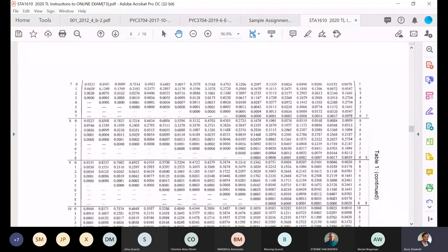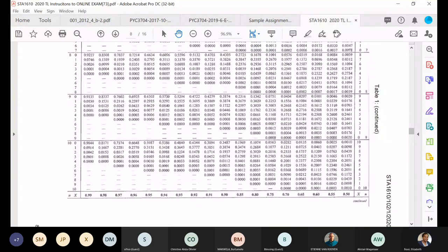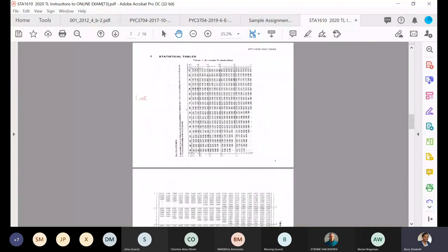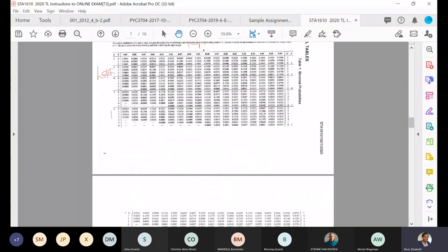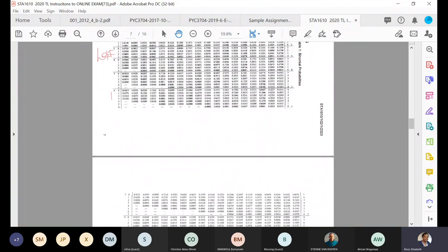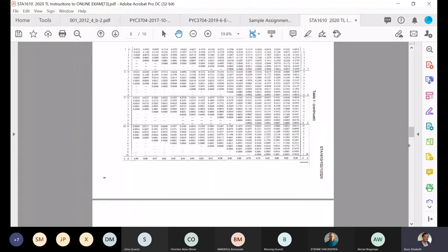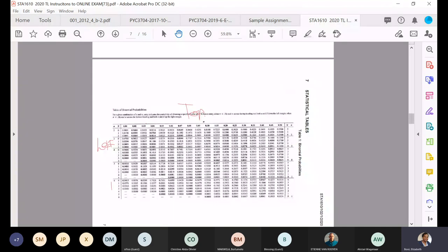You also have the bottom part of the table. If these two tables were combined, like they could fit on one page, this would have been there. So you just remove this white area and these tables are combined. So you have the bottom part, which has the probabilities of success at the bottom, and you have the right side. The bottom probabilities correspond with your n and x on your right. So you need to pay close attention.